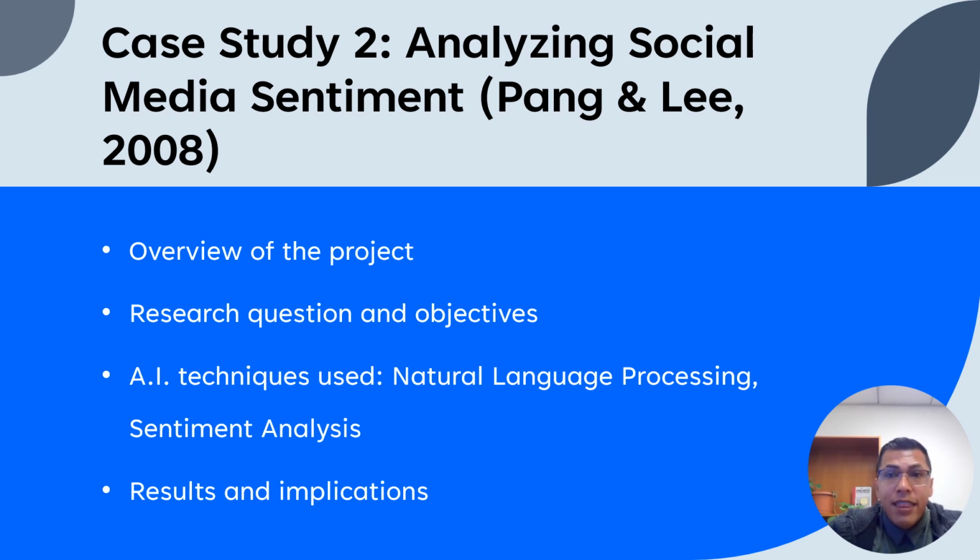To address this question, the researchers utilized NLP algorithms to process and analyze the text data from social media posts. They then employed sentiment analysis techniques to classify the opinions expressed in these posts as positive, negative, or neutral. The results demonstrated that AI techniques were effective in identifying the overall sentiment of social media users on various topics. These findings have significant implications for businesses, policymakers, and researchers, as they can use AI to better understand public opinion and make more informed decisions based on this data.